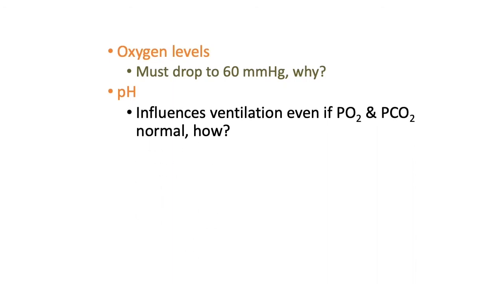pH influences ventilation even if the partial pressure of oxygen and carbon dioxide are normal. Why is this so? It's because you can have a drop in pH due to your metabolism. You produce metabolic acids during your metabolism, and as they accumulate, they can drop your pH. It is the peripheral chemoreceptors that will be stimulated by metabolic acids. This is because only hydrogen ions that come from carbon dioxide stimulate the central chemoreceptors. So even though the partial pressure of carbon dioxide may be normal and the central chemoreceptors are not being stimulated, you can still stimulate the peripheral chemoreceptors when you have an increase in metabolic acids.